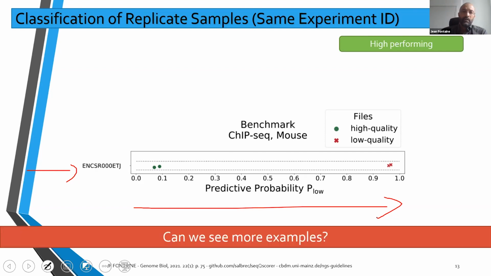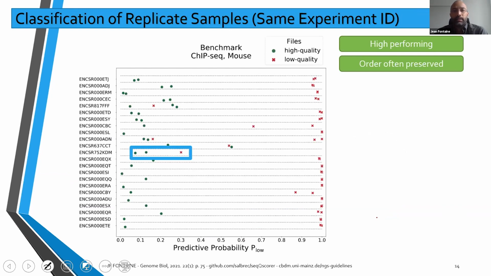So yeah, can we see more examples? Because I have picked a very good one. So this is all files related to ChIP-seq mouse that I'm showing here.